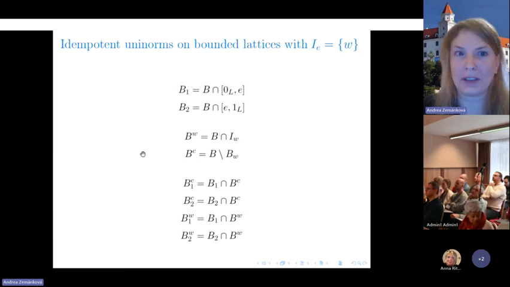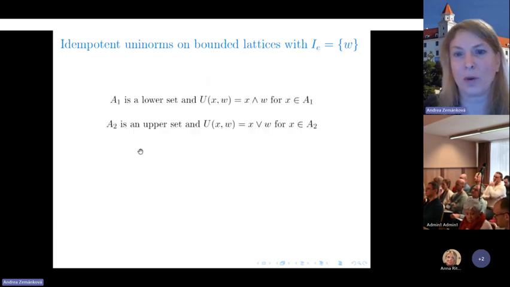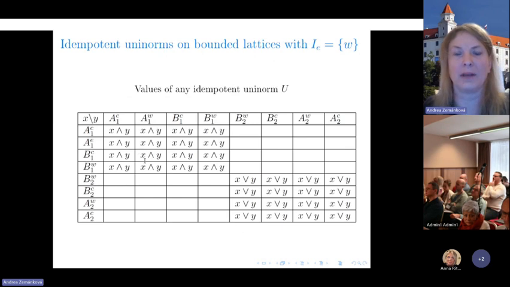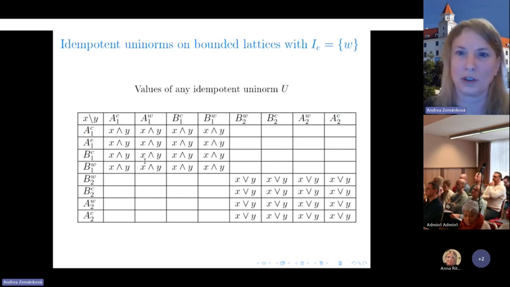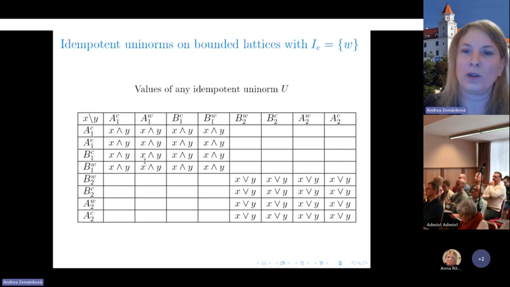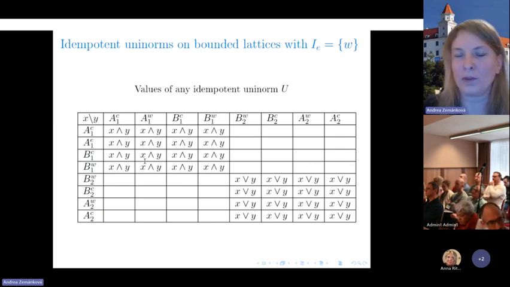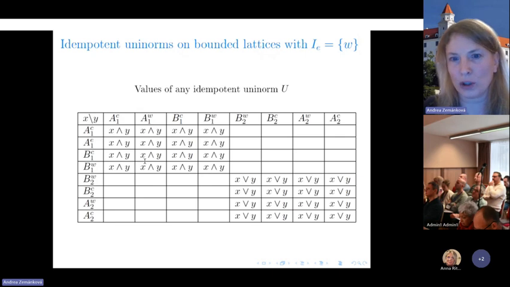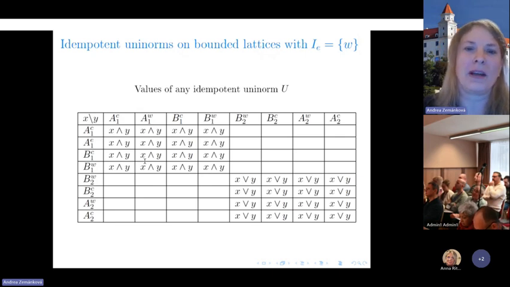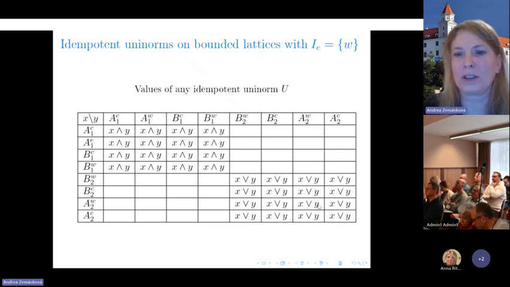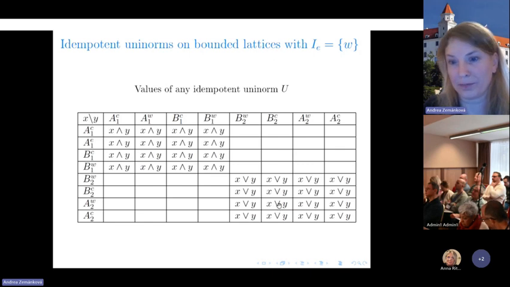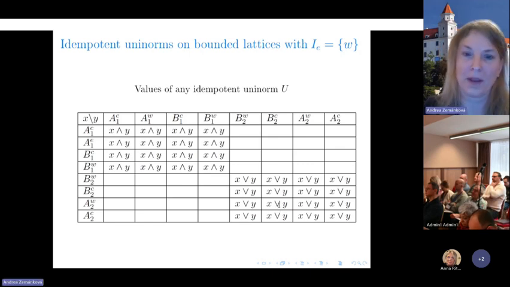Now, properties of an idempotent uninorm imply several restrictions on these sets, but I will not go into details because time is running, and immediately skip to the values of any idempotent uninorm. So we know these values already if one of the inputs is equal to the neutral element or to the value W. And in all remaining cases, we obtain the following. If both inputs belong to the lower interval, then we obtain meet. If both inputs belong to the upper interval, we obtain join. So this is what we already knew before.